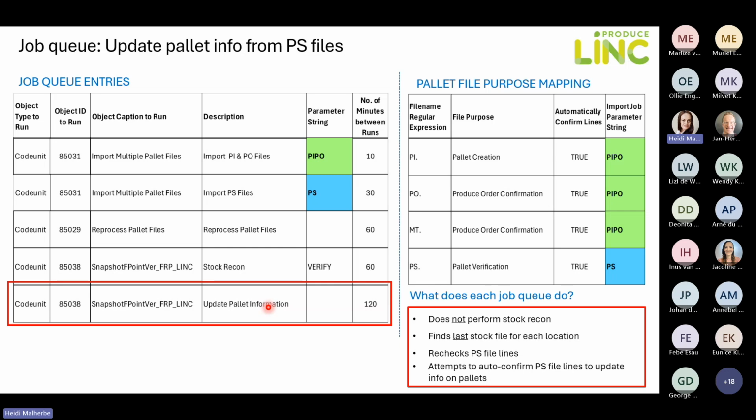It will attempt to validate those lines, auto match them. And if they can be auto-matched, confirm it, which will update existing information. Now, that information can be anything depending on what you've marked for update in your pallet file definitions.